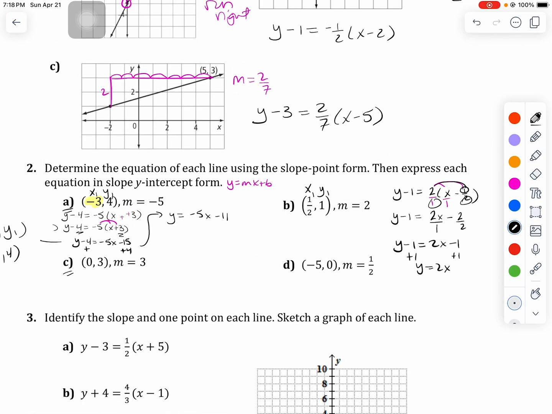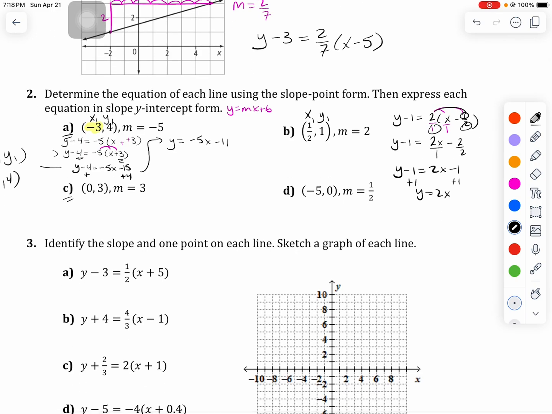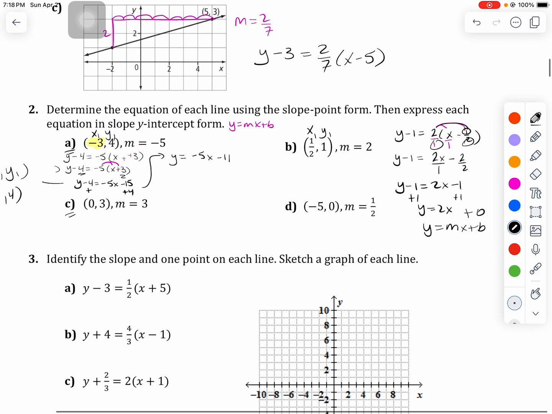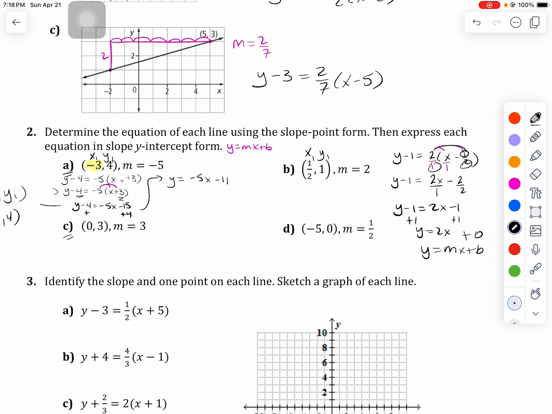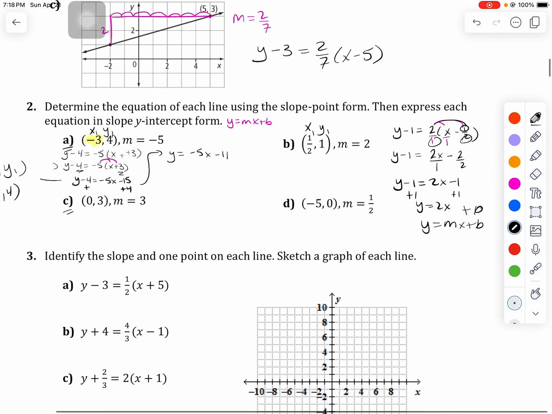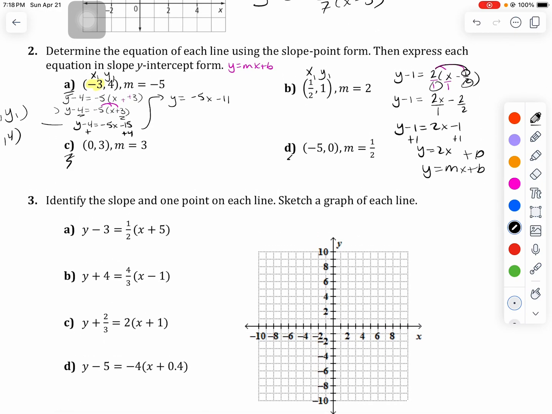There's our slope y-intercept form, which just indicates, if I think about y equals mx plus b, that our b value is 0, meaning that the graph would go through the origin as its y-intercept. Okay, I'll leave C and D for you.